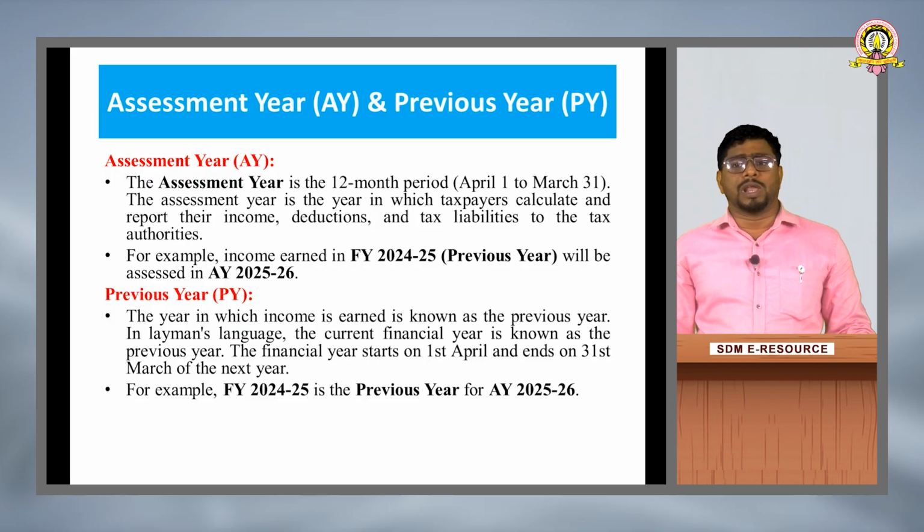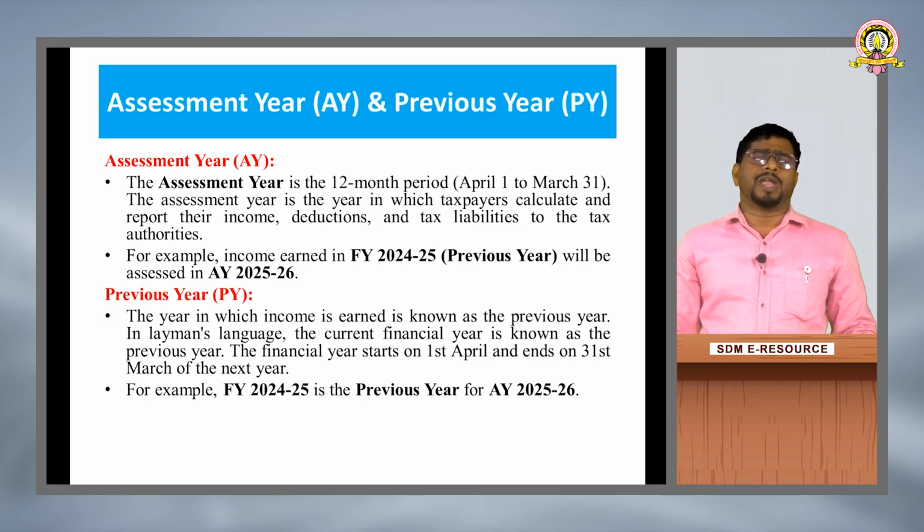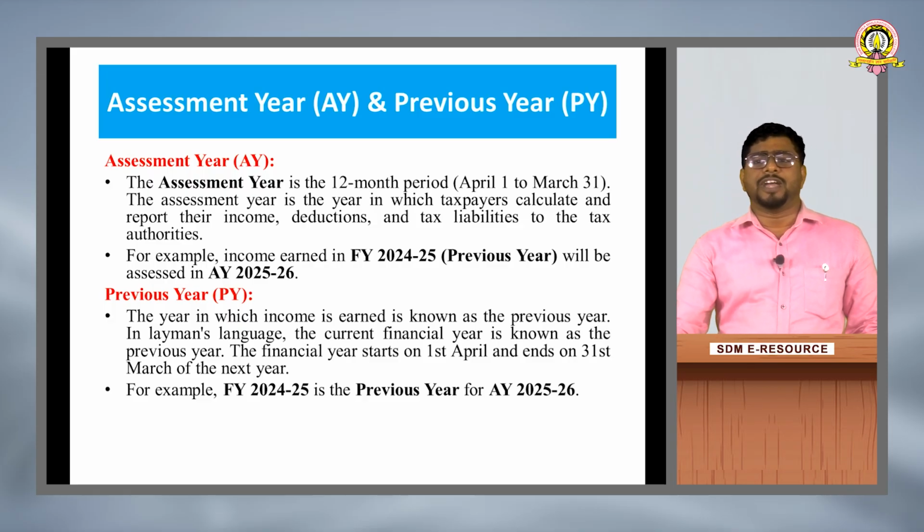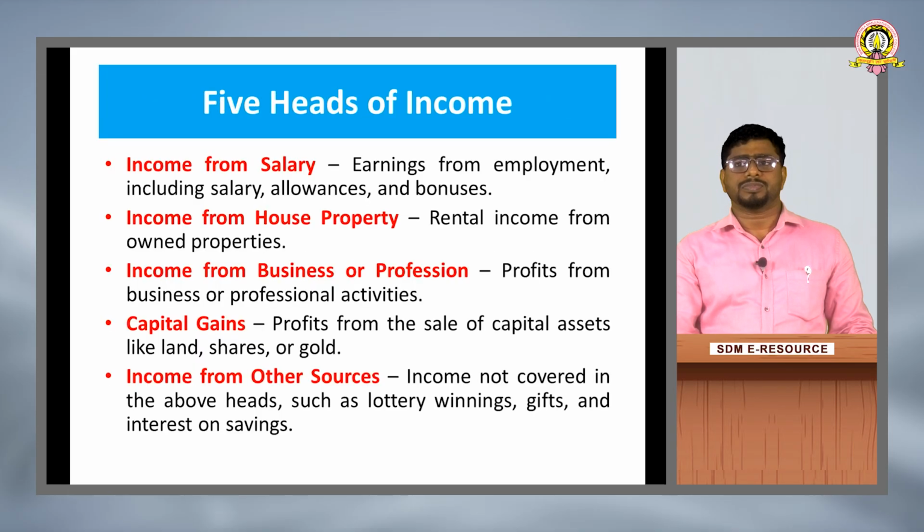Next one is previous year. Again it is 12 months. The year in which income is earned is known as the previous year. In common man's language or layman's language, previous year is the current financial year. Again, it starts from 1st April and ends on 31st March.